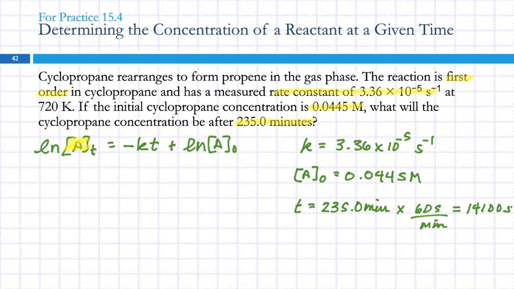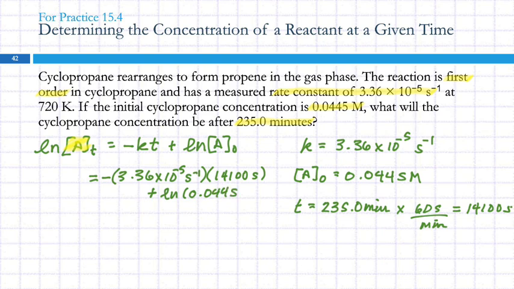So we will put all this other stuff in. Negative 3.36 times 10 to the minus 5 times 14,100 seconds plus natural log of 0.0445.